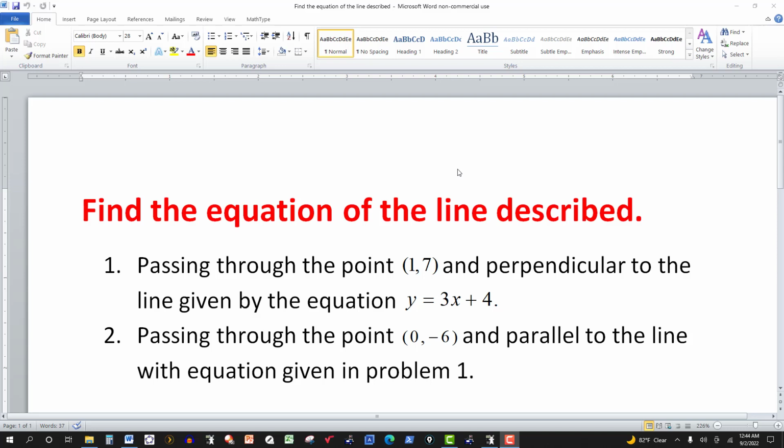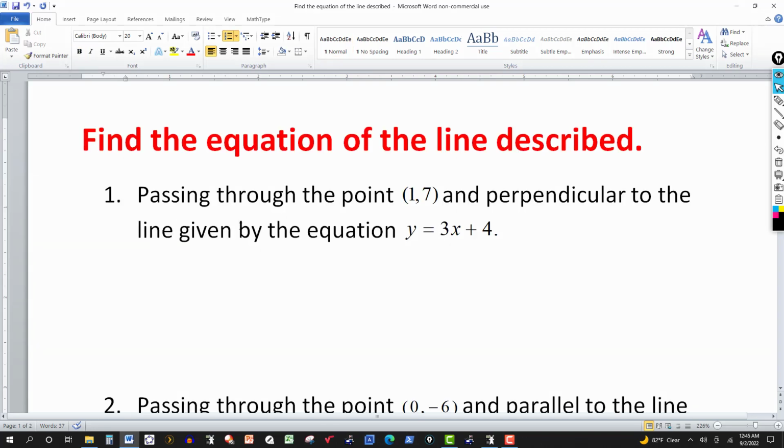In this video, we're looking for the equation of the line described. I have two problems here. Do you want to pause the video and try them? Go ahead. Otherwise, I'll go ahead and proceed. So let's look at the first one. We're looking for the line that passes through the point (1, 7) and is perpendicular to the line given by the equation y = 3x + 4.